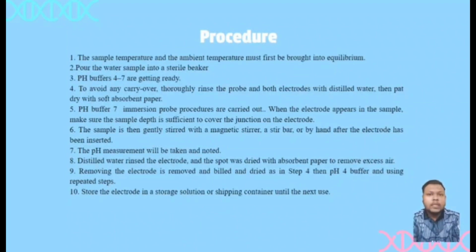For the eighth, rinse the electrode with distilled water and pat dry with absorbent paper to remove excess water. The electrode is removed and rinsed and dried as in step 4, then pH 4 buffer is used and the steps repeated. Then store the electrode in storage solution or shipping container until the next use. If you don't have absorbent paper, we can use a soft tissue.